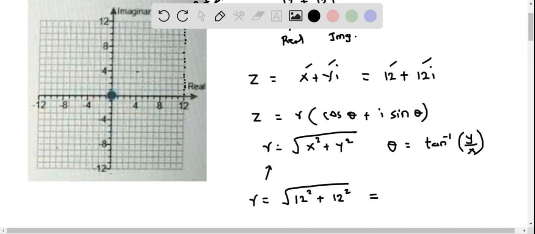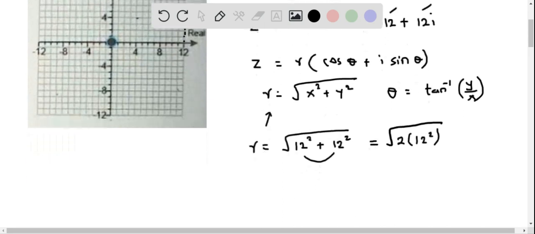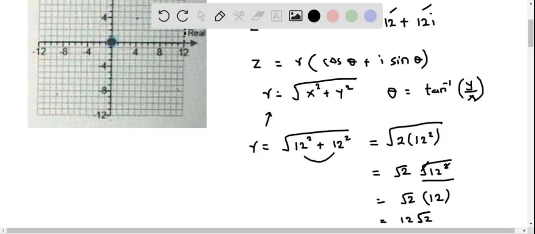and this we take square root. Here we have a quantity of 12 squared added two times. So instead of squaring up and adding them, I'm going to write down this as 2 times 12 squared, and then we take the square root. Now this can be written as product of two radicals, that is the square root of 2 times square root of 12 squared, and let's keep the square root of 2 as it is, and then the square root of 12 squared, the square root and the power of 2 will get cancelled, so it's basically 12. So here we get 12 times root 2, and this is r.